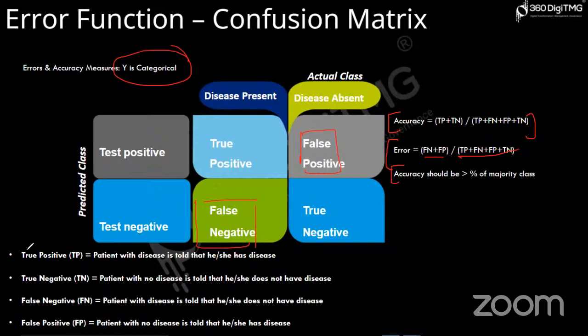So how do we measure this? When I'm saying true positive here, the patient with disease is told that he or she has disease. That's correct, right? True positive. In the same way, true negative means a patient with no disease is told that he or she does not have disease. Right? So these are two different factors that are very important in the evaluation process.